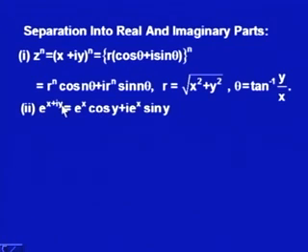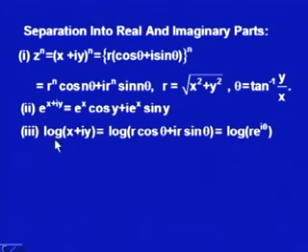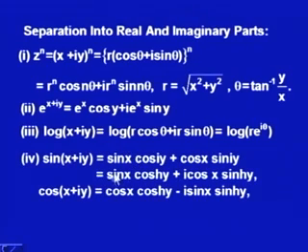Similarly, e^(x+iy) can be written in real and imaginary parts as e^x cos y plus i times e^x sin y. So, real part is e^x cos y and imaginary part is e^x sin y. log(x + iy) is log of (r cos theta + i r sin theta), and this can be written as log r into e raised to power i theta. Taking log, we can say log r is the real part and theta is the imaginary part of log(x + iy).